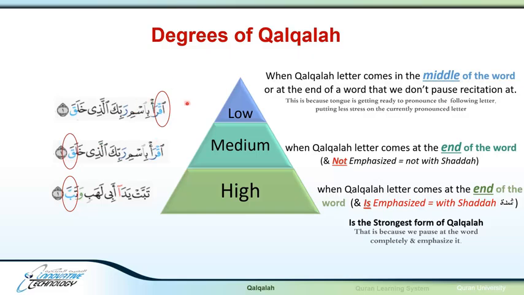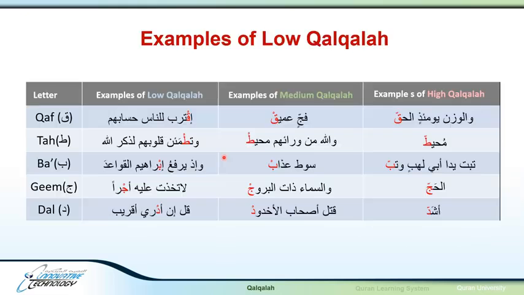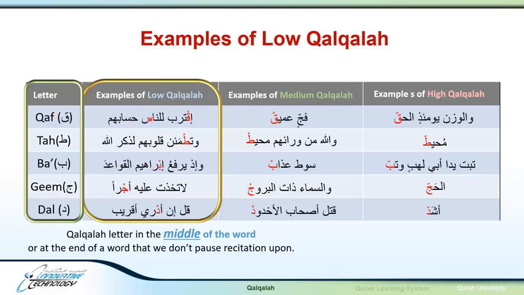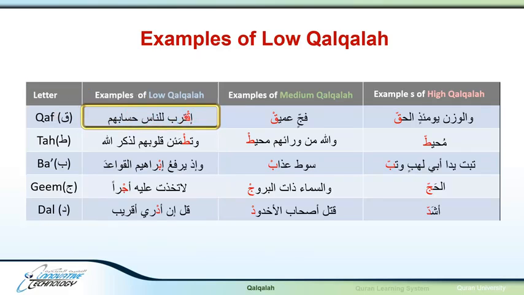So the lowest is اقرأ. The medium, خلق. The highest, وتب. Now we'll take more examples to illustrate that. We'll take examples for low qalqala, then medium, then high. And for each one of those, we're going to see the letters of qalqala, qutbu, jad. We'll start with the qaf letter, with the first example of the low qalqala, اقترب للناس حسابهم.